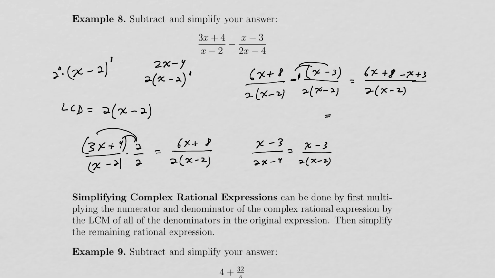And then if I combine like terms in the numerator, 6x minus x is 5x. 8 plus 3 is 11. And then I keep the same denominator again. So that would be my answer. If you subtract these two rational expressions, you're going to get 5x plus 11 over 2 times x minus 2.